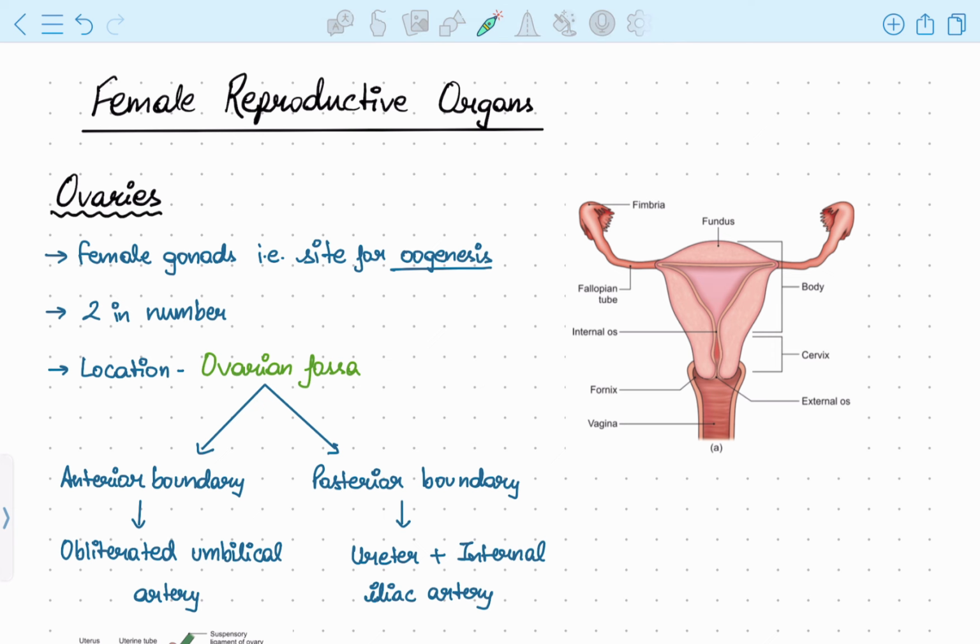Everyone, today we'll be studying the anatomy of the female reproductive organs. First we'll study the ovaries, then the fallopian tubes, and finally the uterus. In the uterus, we will study the supports of the uterus, which is a very important topic. First, we will just quickly go through the anatomy of the ovaries and the fallopian tubes.